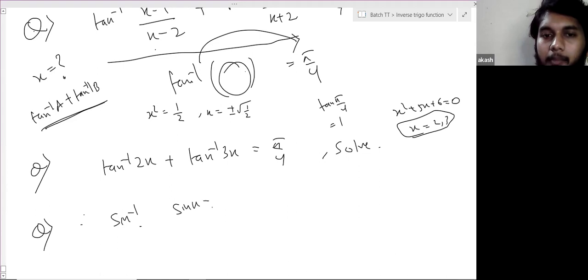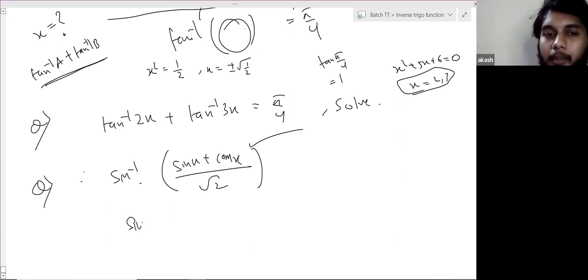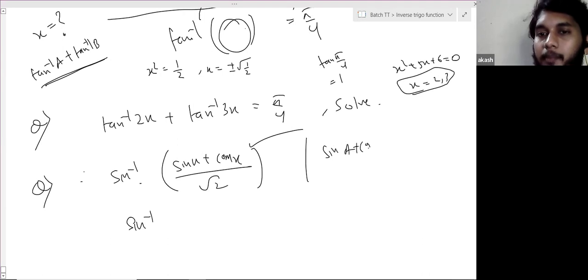Sin inverse of (sin x plus cos x) upon √2. This is the question where they try to confuse you. But you should not be confused. Why? Because we are trying to solve different types of questions. Very simple. This type of question, how to simplify sin inverse, wherever you see sin a plus cos a, find maximum value, minimum value, anything related to this, there is only one way to solve: convert both of them to sine.